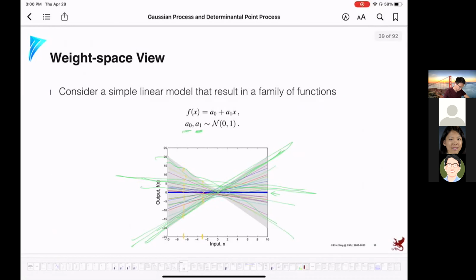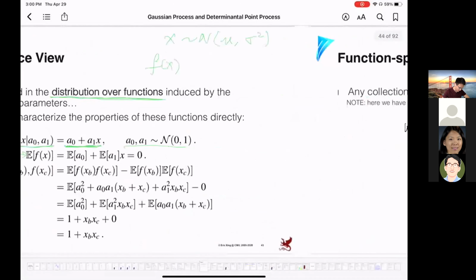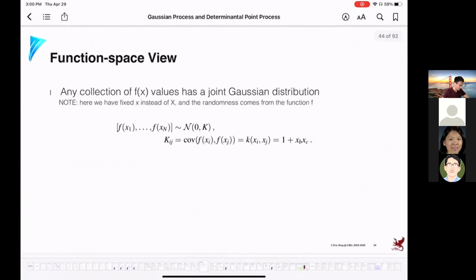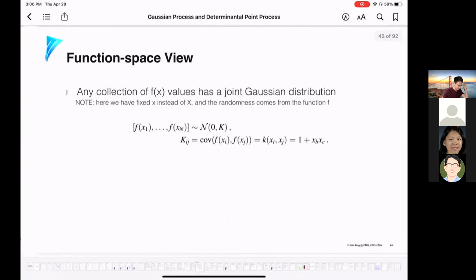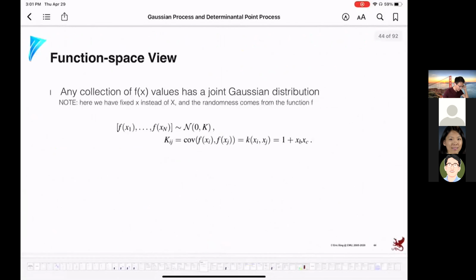When will we see the definition of Gaussian process? Very good question. I think that's in two slides. Yeah. Okay. Thank you for asking this question. I guess we can continue from there.